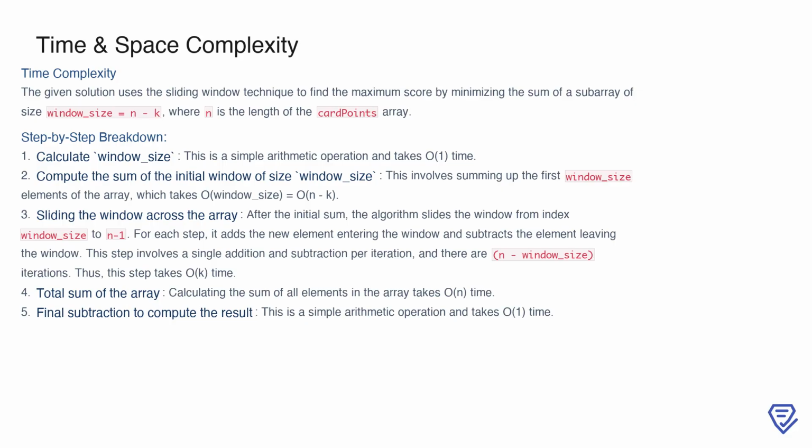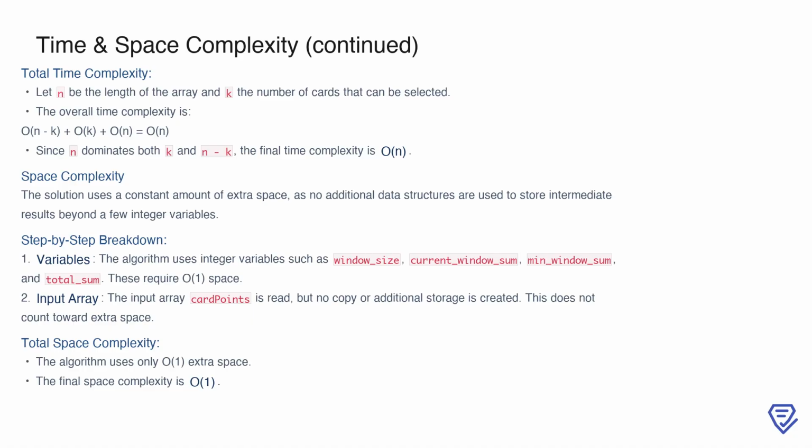When you combine these steps, the total time required can be expressed as O(n-k) plus O(k) plus O(n). Now, when we simplify the combined time complexities, we observe that n dominates both k and n-k. Therefore, the overall time complexity of the algorithm is simplified to O(n). This linear time complexity is highly efficient, as the algorithm processes the entire input array at most a few times regardless of the size of k.